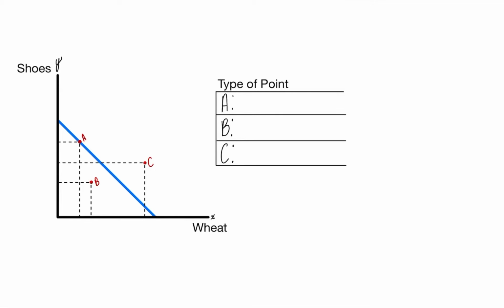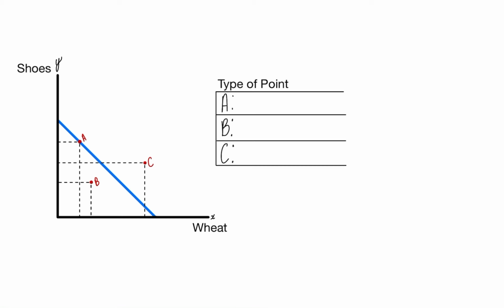So today we're going to talk about the PPF curve for one single country. Here's a little example I drew up. On the y-axis you have shoes, and on the x-axis you have wheat, and then we have 3 points to discuss. Point A is located along the PPF curve.